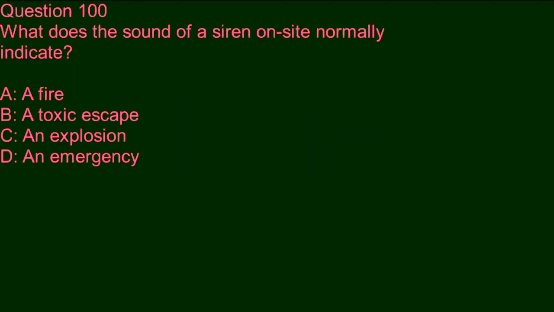Question 100. What does the sound of a siren on site normally indicate? A. A fire. B. A toxic escape. C. An explosion. D. An emergency. Right answer, D. An emergency.